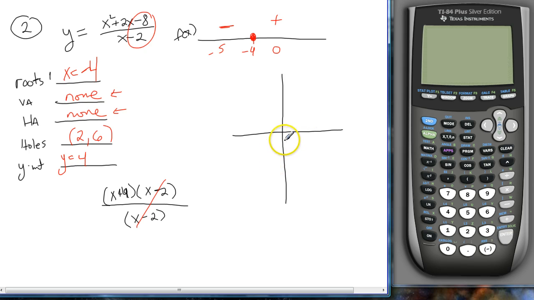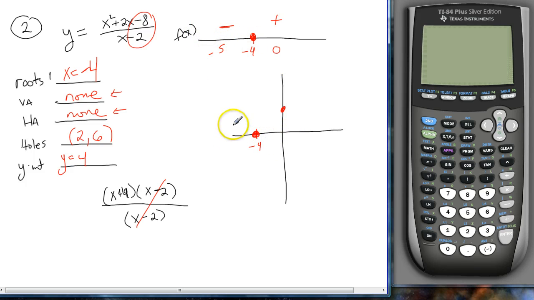So now let's check this out here. So I got negative 4 as a root. So I'm going to go over here. Let's call this negative 4. And that's a root. So that's solid. But I have this other thing here, 2, 6. And the y-intercept is 4. So that's a 4. That's solid. Okay, and let's see what this says.